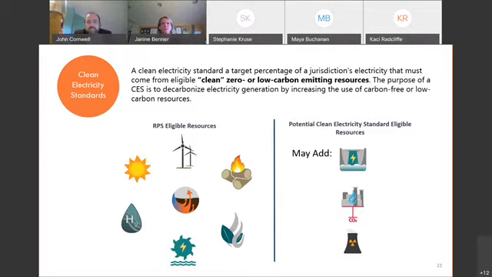So similar to the RPS, Clean Energy Standard targets are typically measured in terms of the percent of retail electricity supplied. But in some cases, these policies may be designed in a way that sets specific carbon emission targets rather than electricity procurement targets. So for example, a policy might set a zero emissions target for electricity for a specific year in the future. Next slide, please.